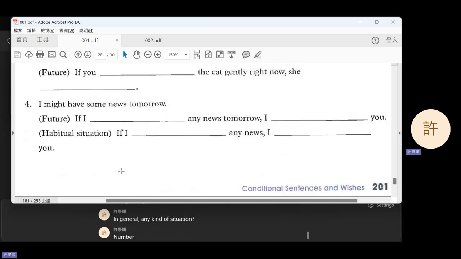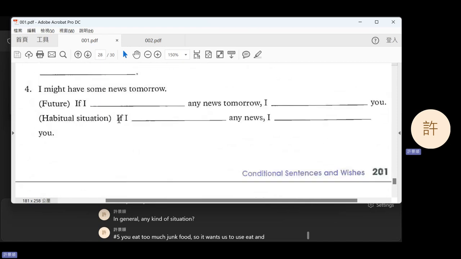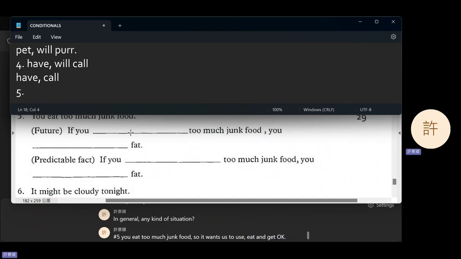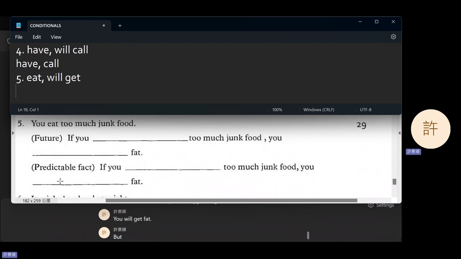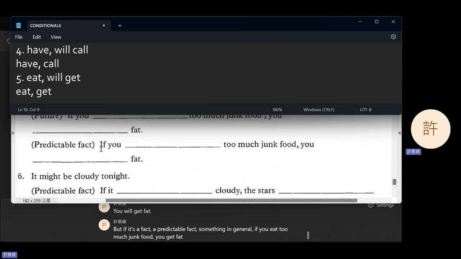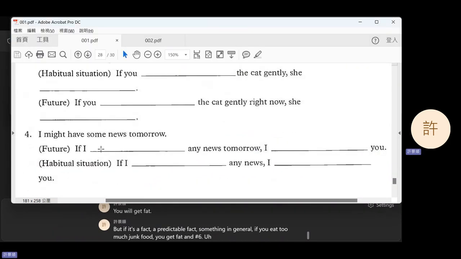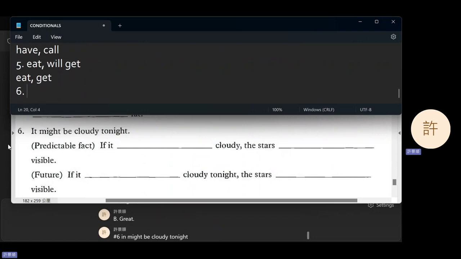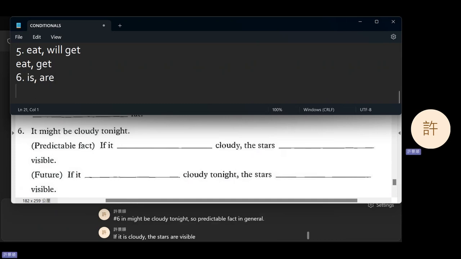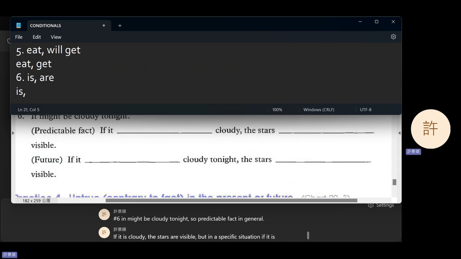Number five, you eat too much junk food. So it wants us to use eat and get. Okay. If you eat too much junk food, you will get fat. But if it's a fact, a predictable fact, something in general, if you eat too much junk food, you get fat. And number six, again, what does it want? Be and be, great. Number six, it might be cloudy tonight. So predictable fact in general, if it is cloudy, the stars are not visible. But in a specific situation, if it is cloudy tonight, the stars will not be visible.